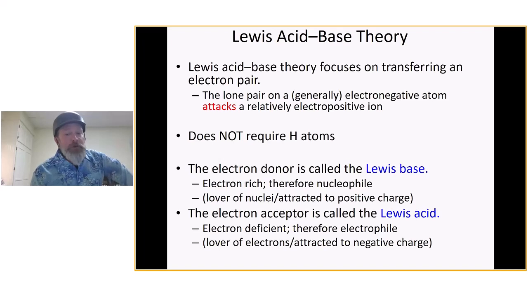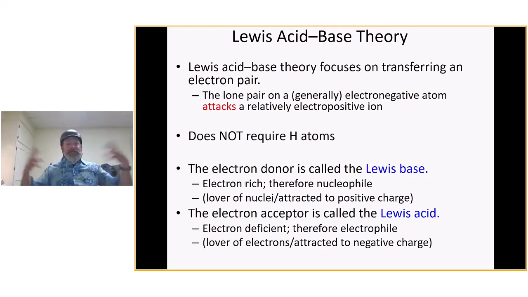The electron donor is called the Lewis base. It is electron-rich, electronegative. Therefore, it is a nucleophile. It is a friend of the nucleus. Why is it a friend of the nucleus?